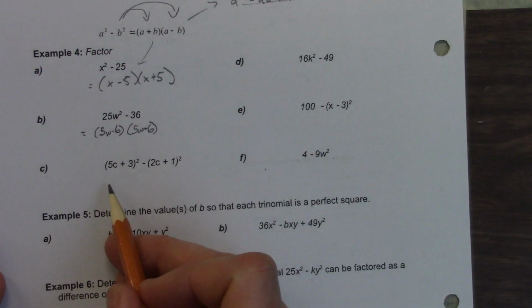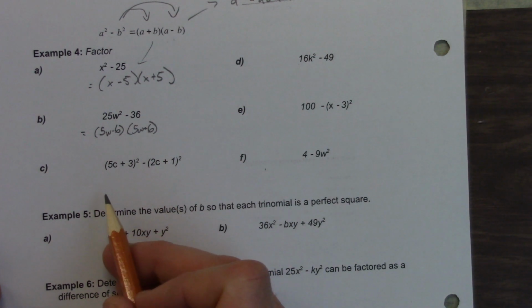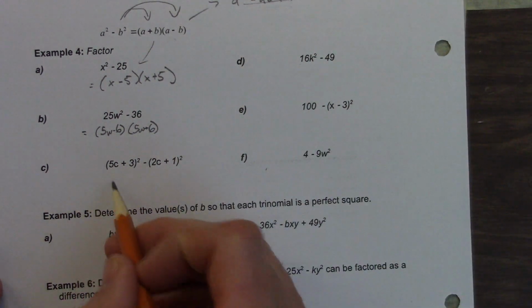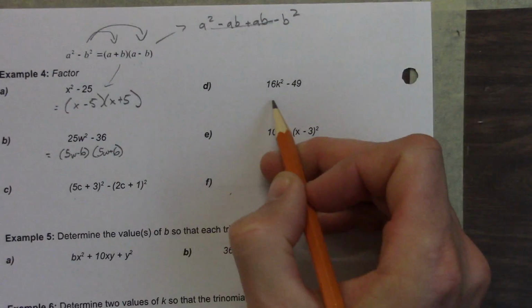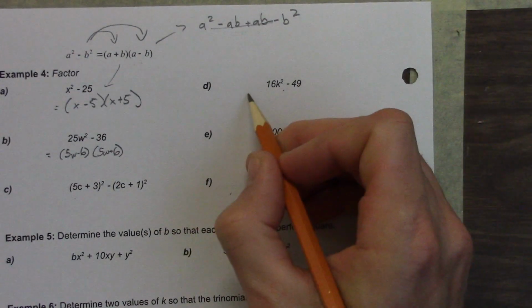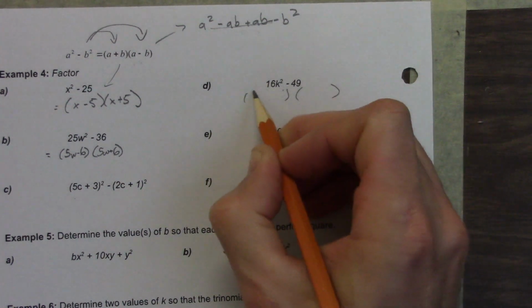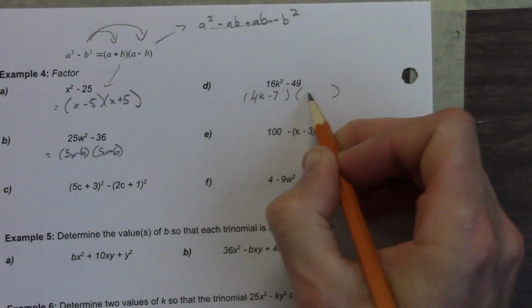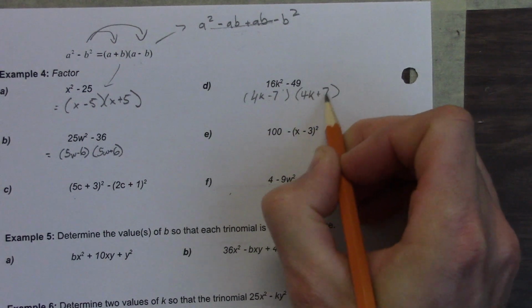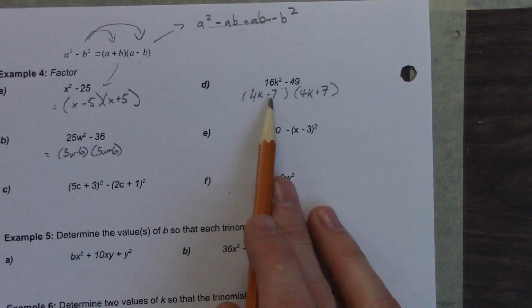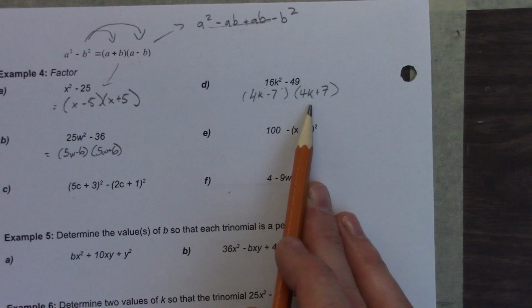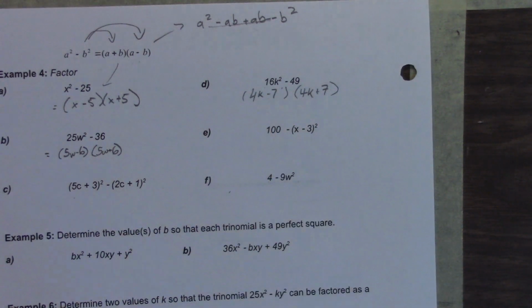Okay, this one down here. Actually, this one's pretty hard. We'll do that one last. Let's go up here. 4a minus 7, 4b plus 7. Doesn't matter which one you put first, the minus 7 or the plus 7. Does it matter? No, it doesn't, because 4 times 5 is the same as 5 times 4. It doesn't matter when you're multiplying the order. Okay?